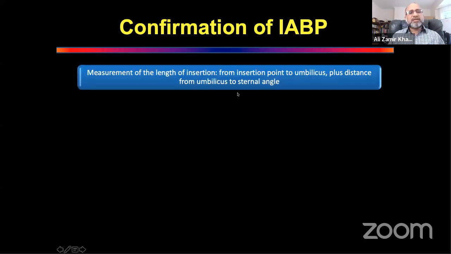So measurement is the first thing. When you start, you always measure from the insertion point to the umbilicus, because that's the angle, and then you measure the distance from the umbilicus to the sternal angle. So that is a standard measurement in a patient when you want to measure the distance on a balloon pump. And there are always markings on the balloon pump which will tell you exactly how much distance you have gone into the chest from the femoral point of insertion.